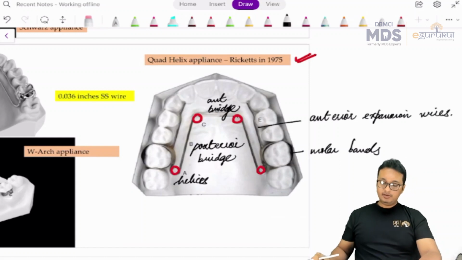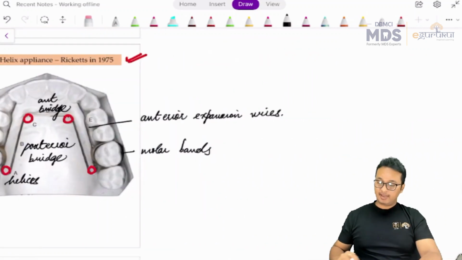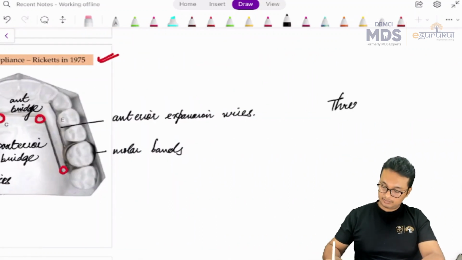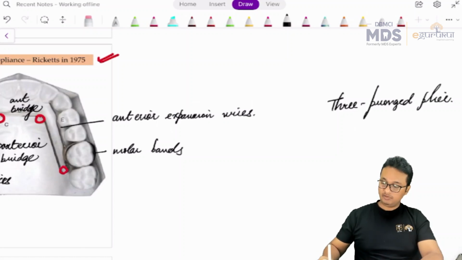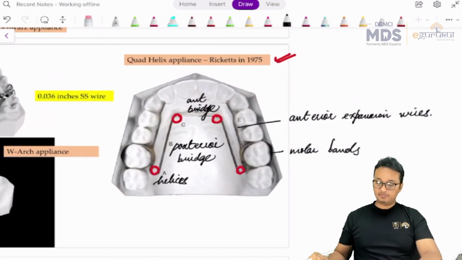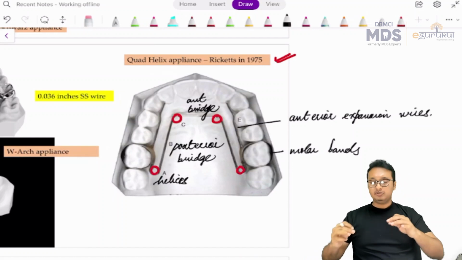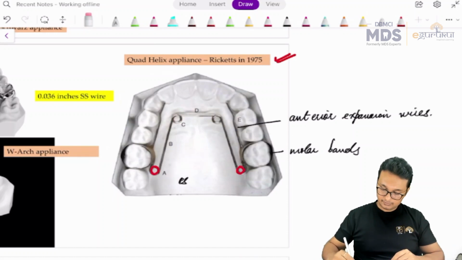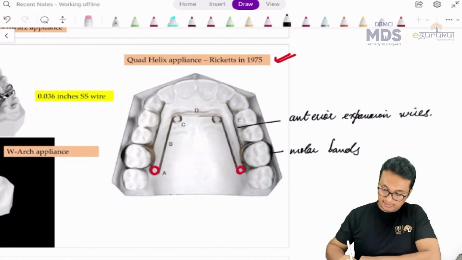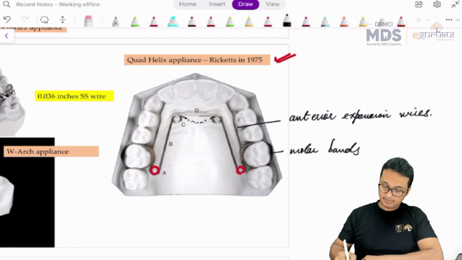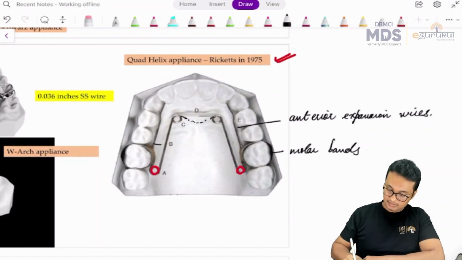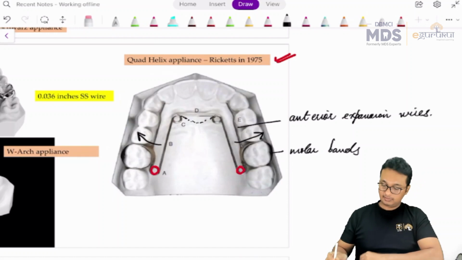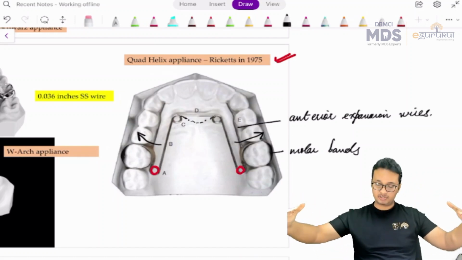Right? So how is it activated? It is activated using a 3-prong plier. Whenever we want to cause expansion in the posterior arch, we activate it in such a way that the anterior bridge moves in a V-shaped manner. It moves like this, so that the posterior bridge moves buccally like this. So that causes movement of the posteriors in a buccal direction.